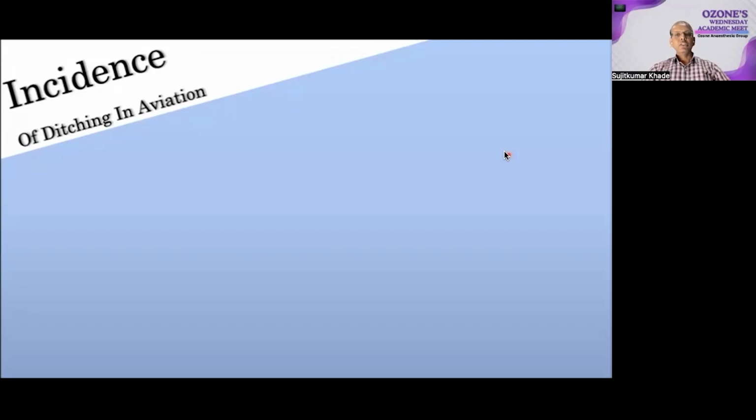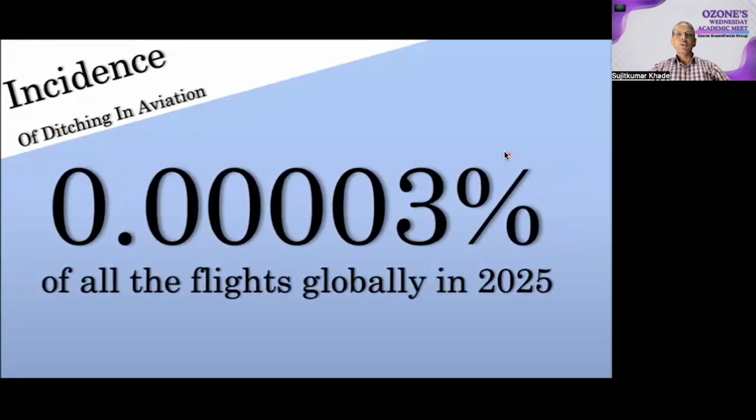In aviation, ditching refers to a controlled emergency landing of an aircraft on water when landing on a runway is not possible. It is a rare occurrence, typically performed when facing critical emergencies that compromise the aircraft's ability to fly safely, such as engine failure or structural damage. The incidence is very low, which is 0.00003% of all the flights which flew last year in 2025, and the number was 40 million flights. So it is a very rare event.